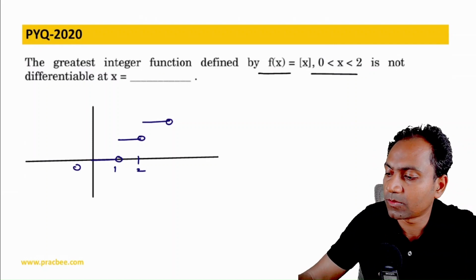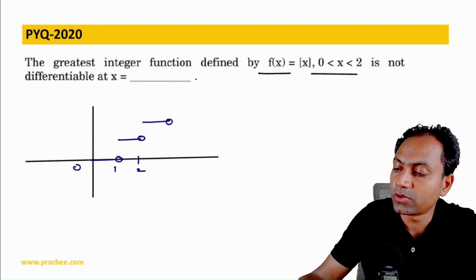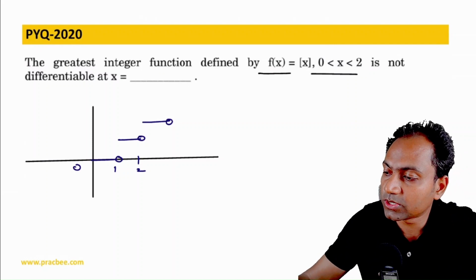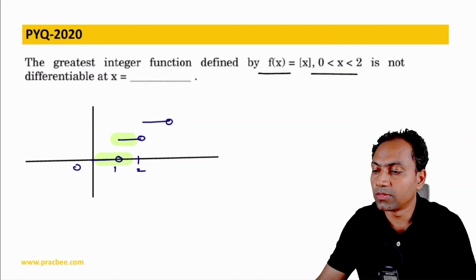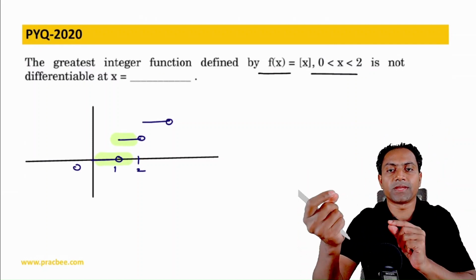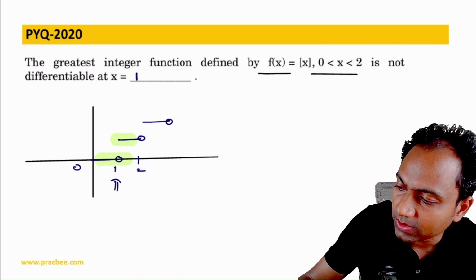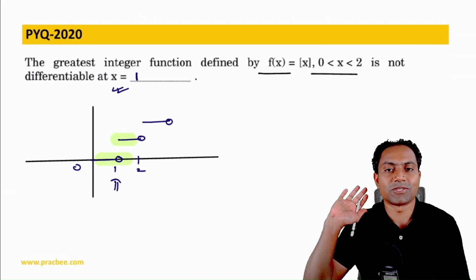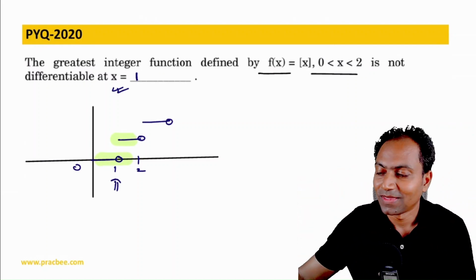What they are saying is talking about values between 0 and 2, so even 0 and 2 are not included. What we need to check is, in this portion, is it not differentiable anywhere. I have told you that there are two conditions: sharp turn or the curve breaks. The curve is breaking at x equal to 1. So at x equal to 1, the function will become non-differentiable. Wherever the function is discontinuous, it is non-differentiable in nature.